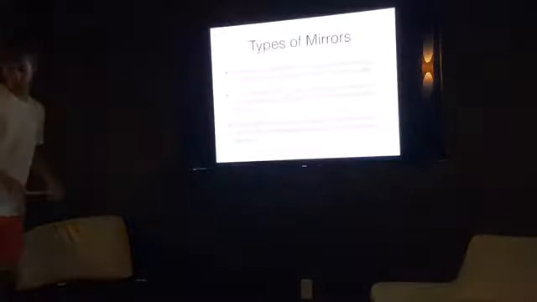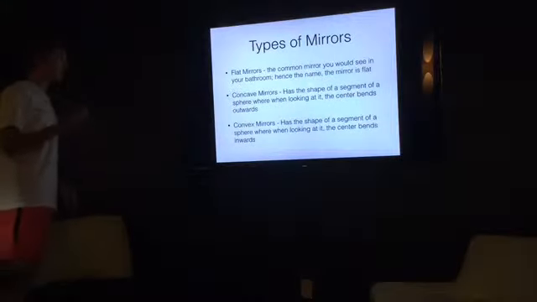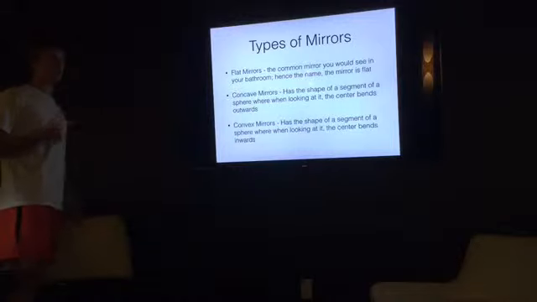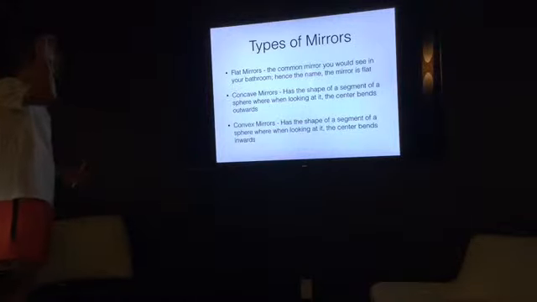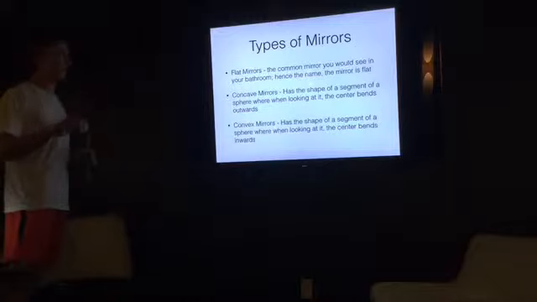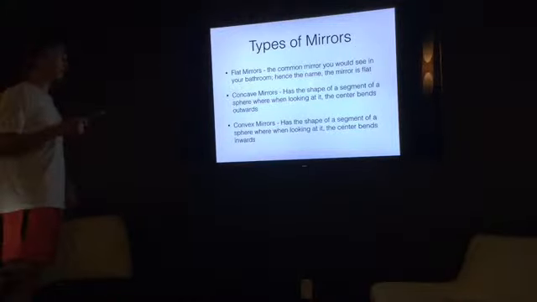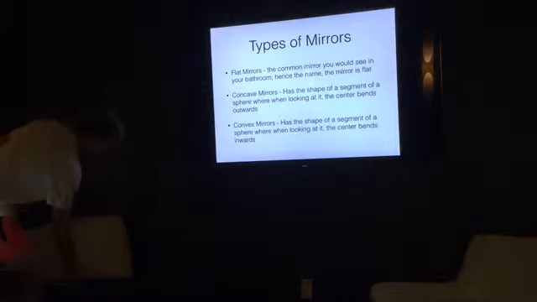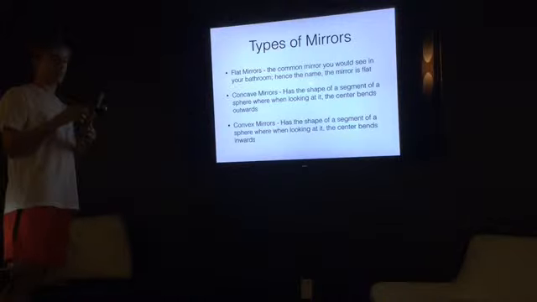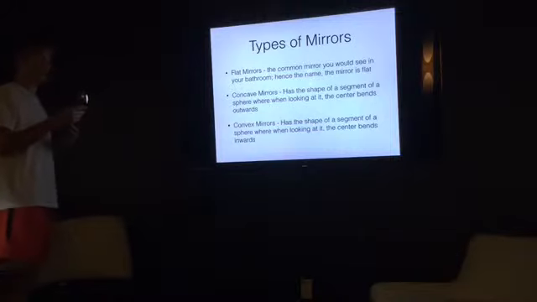So there are three different types of mirrors: flat mirrors, concave mirrors, and convex mirrors. Flat mirrors are usually the most common types of mirrors seen. Hence its name, it's just a flat mirror, and it will reflect an image the same size back at you. A concave mirror has the shape of a segment of a sphere where, when looking at it, the center bends outwards. Sounds a bit confusing, but it's simply like looking at a spoon, which is a great example of concave versus convex.